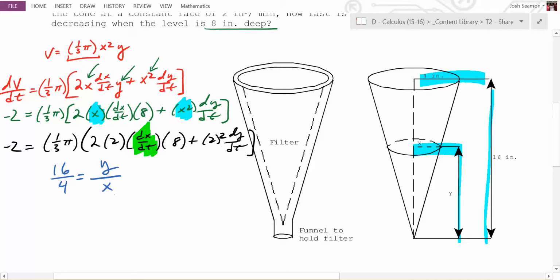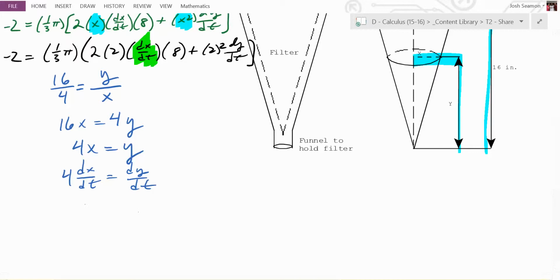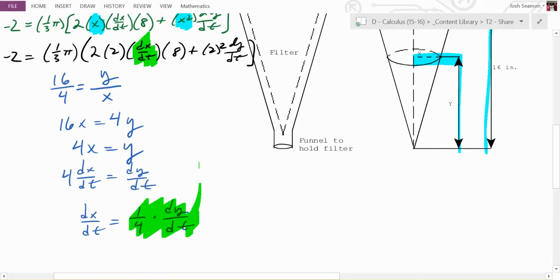Cross multiplying, what do you get? 16x is equal to 4y, so 4x is equal to y. What do we take on both sides? The derivative. So you get 4 times dx dt is equal to dy dt, right? But we want to substitute, so what does dx dt equal? 1/4 dy dt. So where can we plug this in now? Up there. We put it right there.